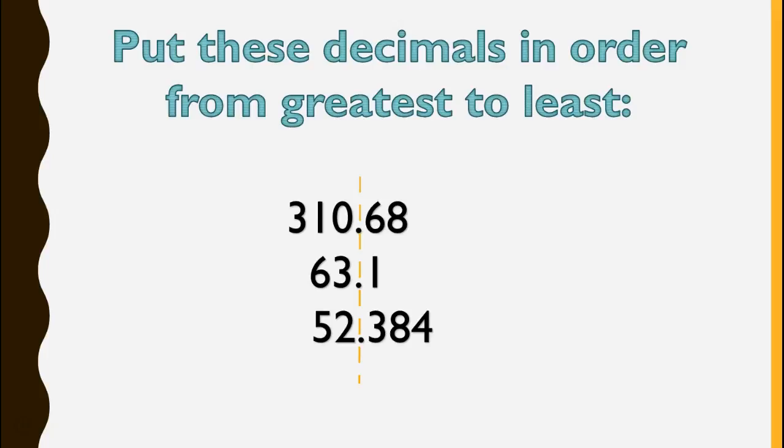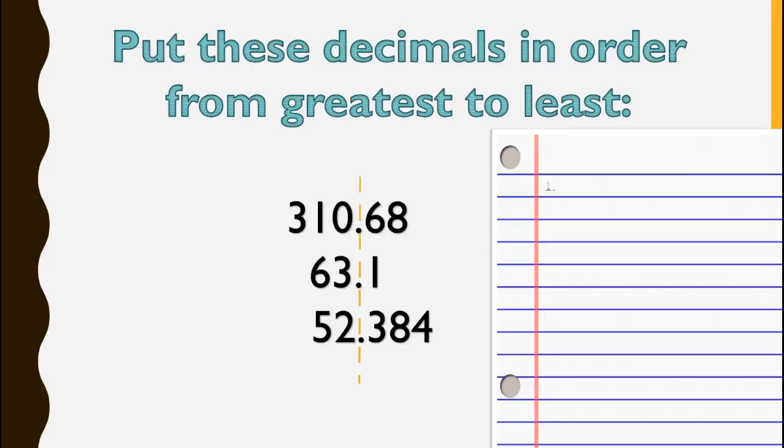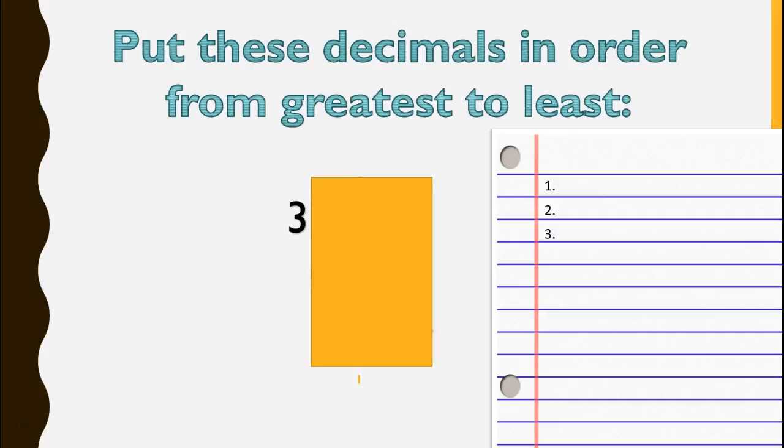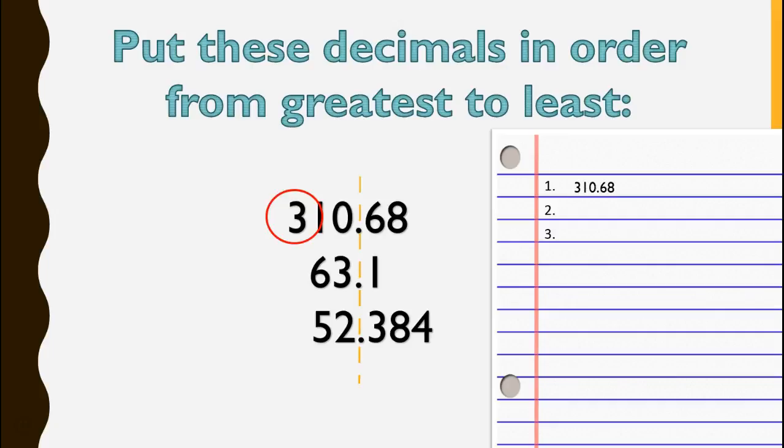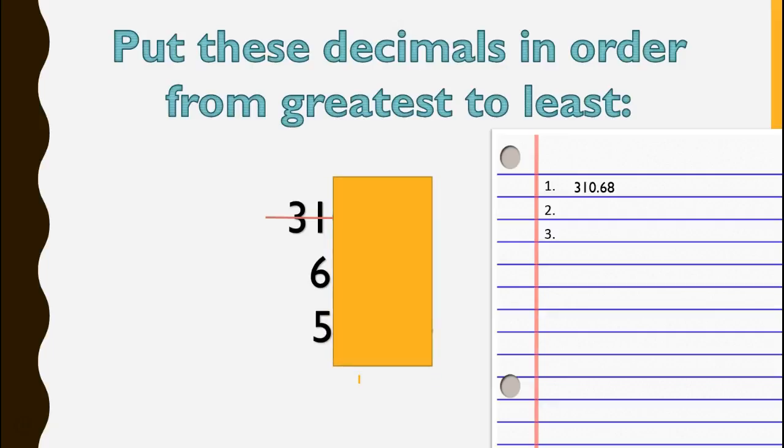Okay, we're going to compare 3 numbers. So I'm going to get a piece of paper and write a 1, a 2, and a 3. And since I want to cover up everything except the biggest place value, I'm going to do this. Well, there's only one number to look at, so that's easy. That one's going to be the biggest number. So I'll write that in the number 1 spot. Okay, so now I'm just going to compare the bottom 2. I'm going to cover up everything except the next biggest place value. And I'm comparing a 6 and a 5.